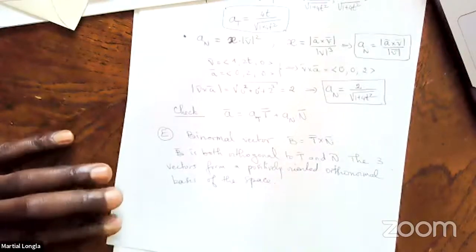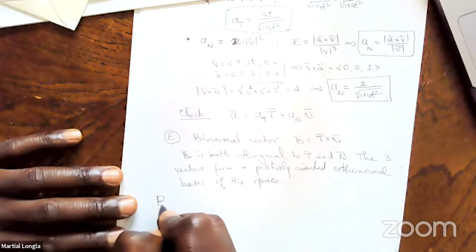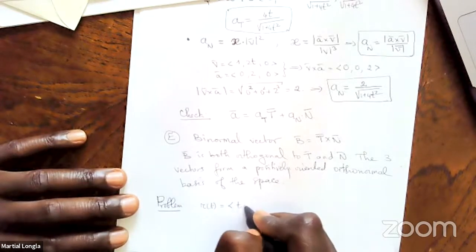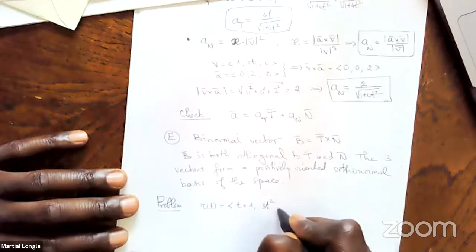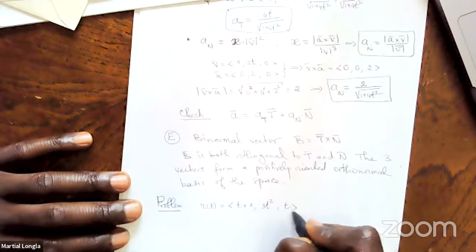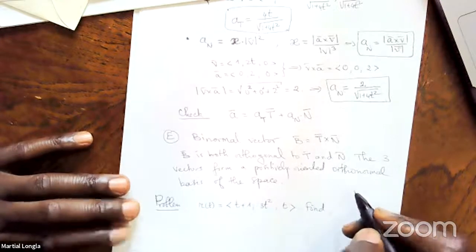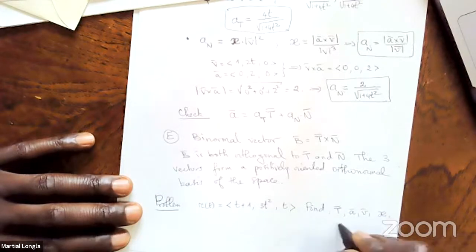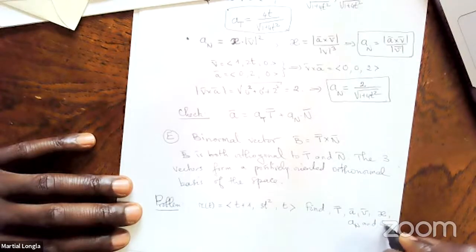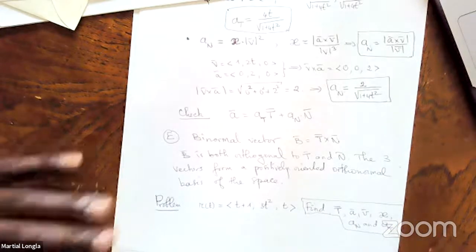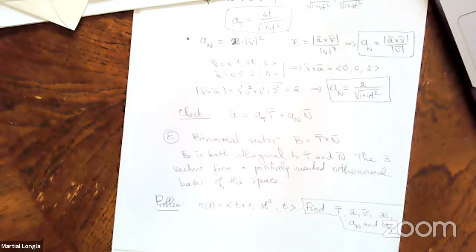Now let me give you this last question. So this is technically how I will phrase this question on your assignment: find T, A, V, kappa, AN, and AT. We do not have that much time left, just try it.